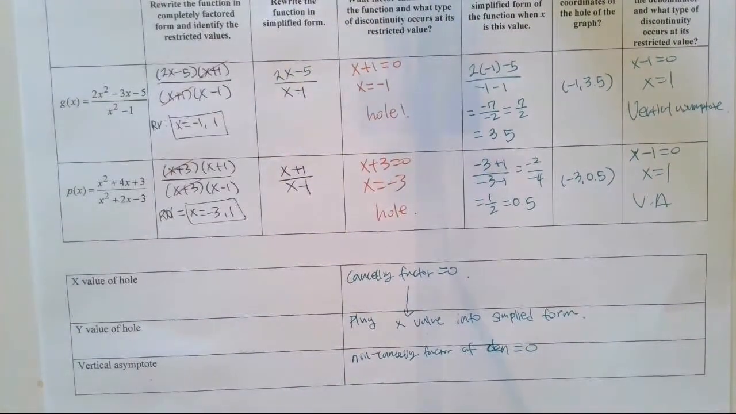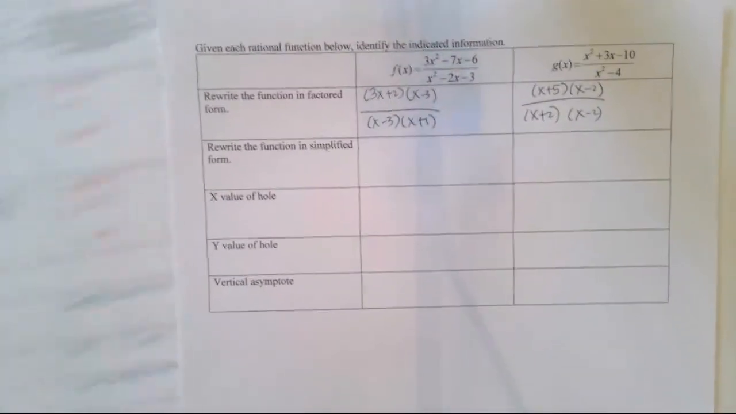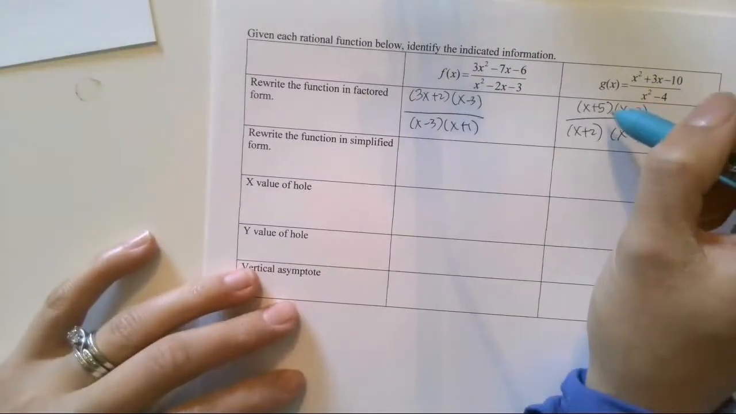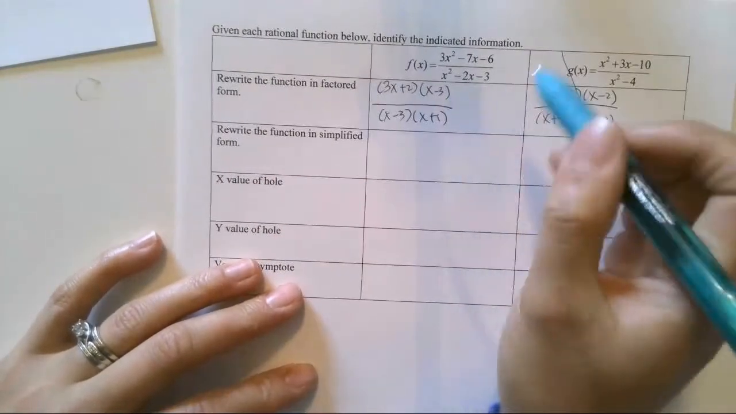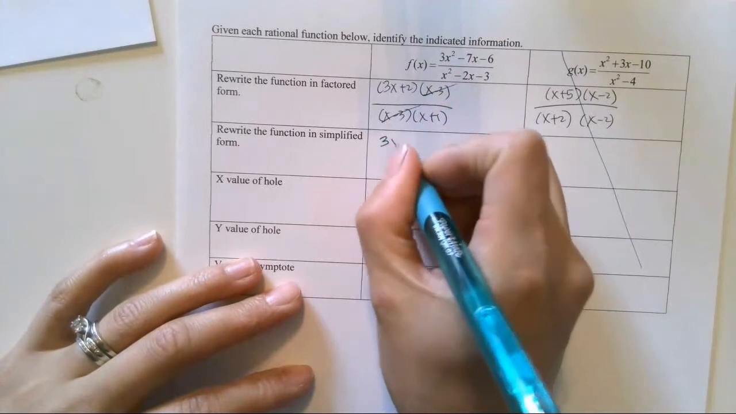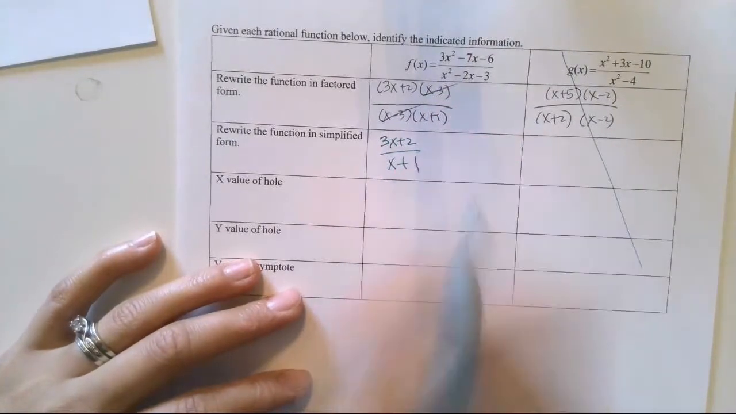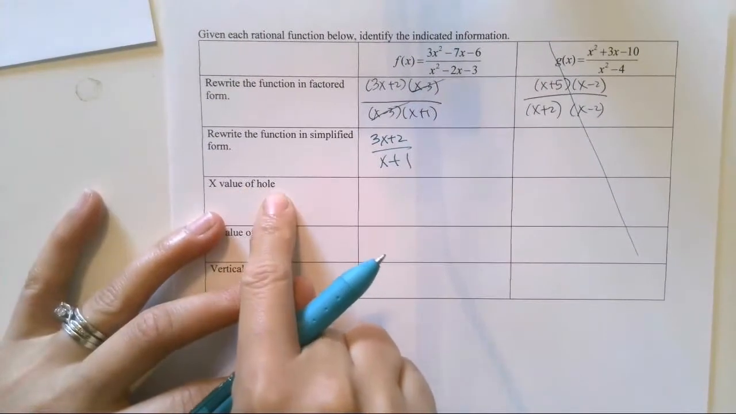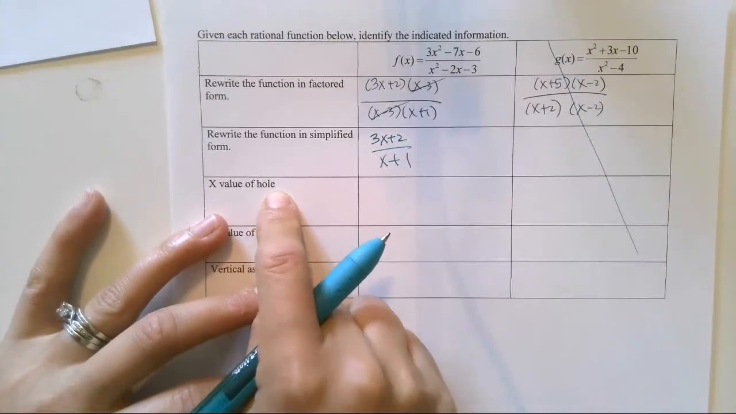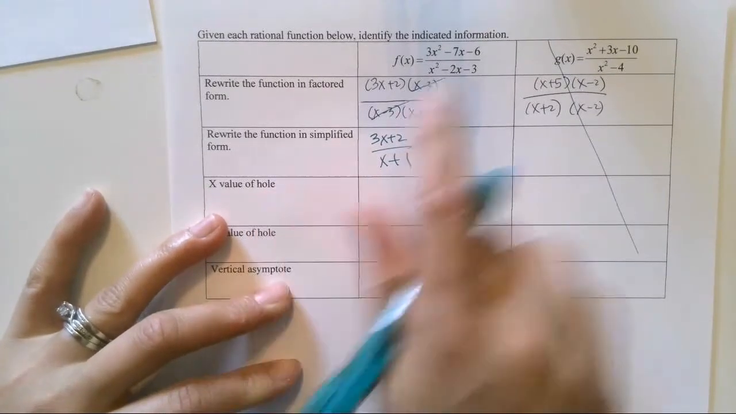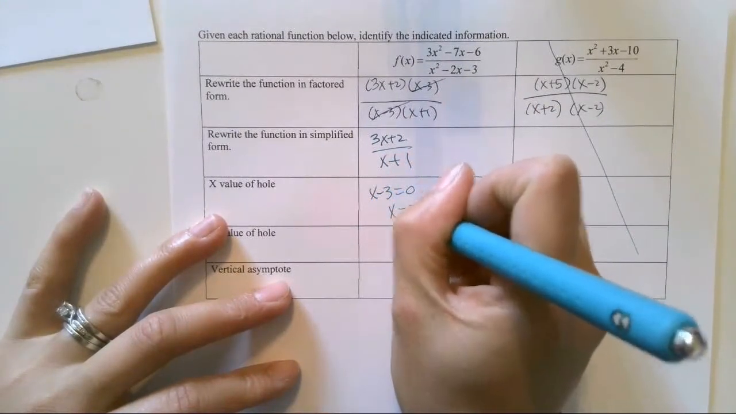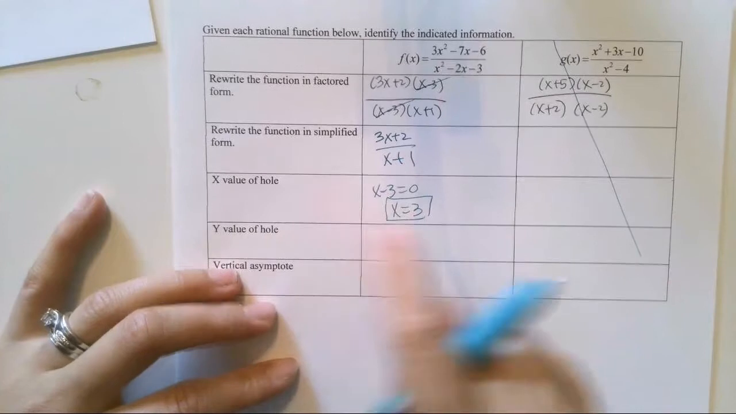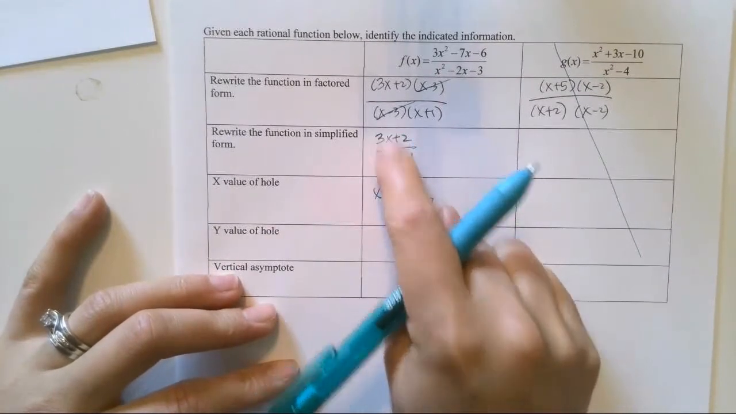Alright, practice. Let's go. Let's just do the one on the left. We don't have time. Simplified form: 3x plus 2 over x plus 1. How do you find the x value of the hole? Look at the table on the previous page. The x value is the canceling factor equal to 0. Canceling factor: x minus 3 equal to 0. X is equal to 3. How do you find the y value? Take that 3 and plug it into the simplified form.